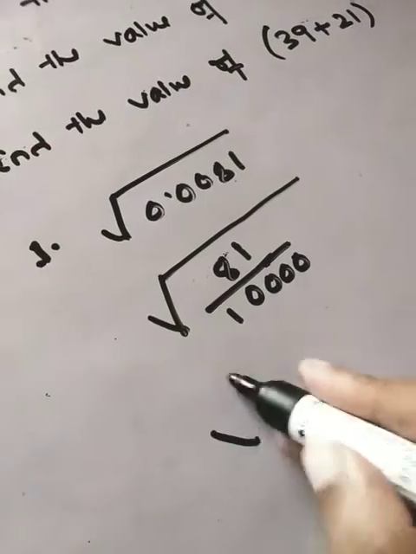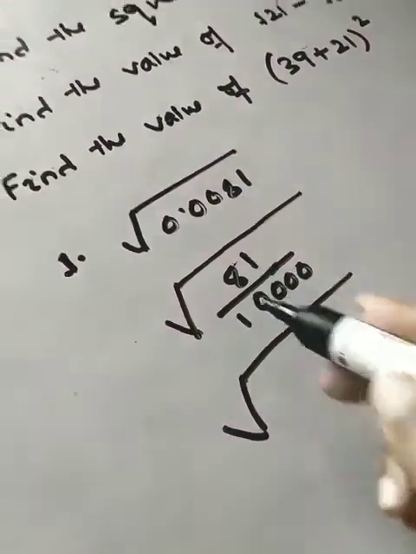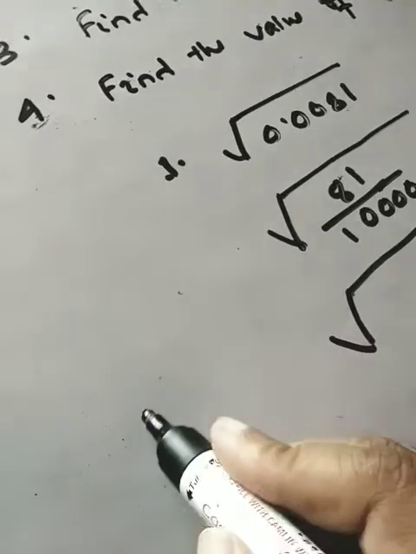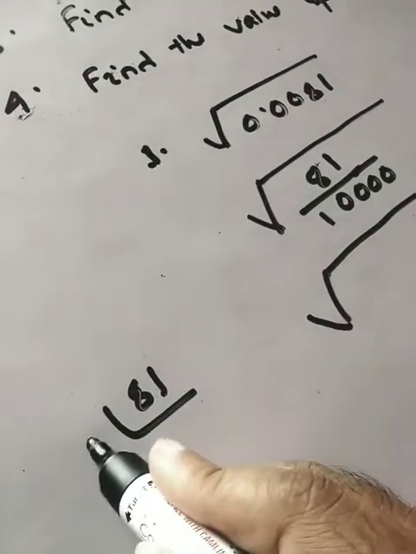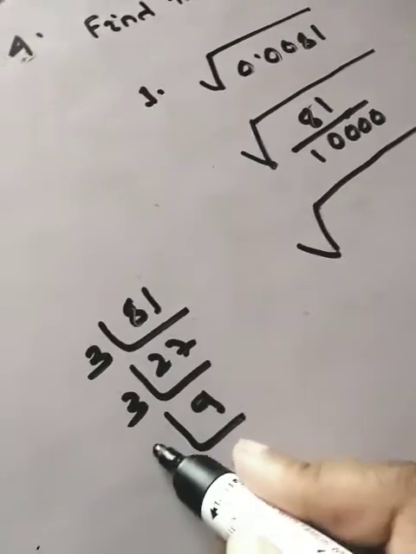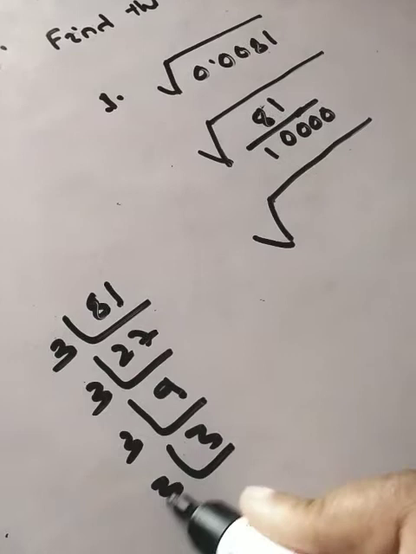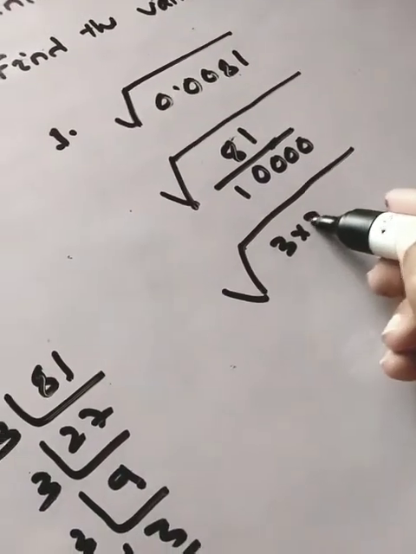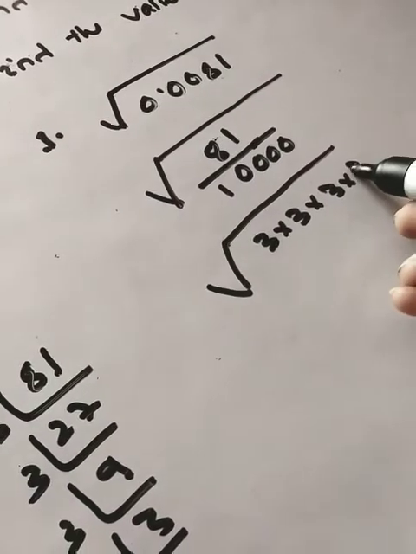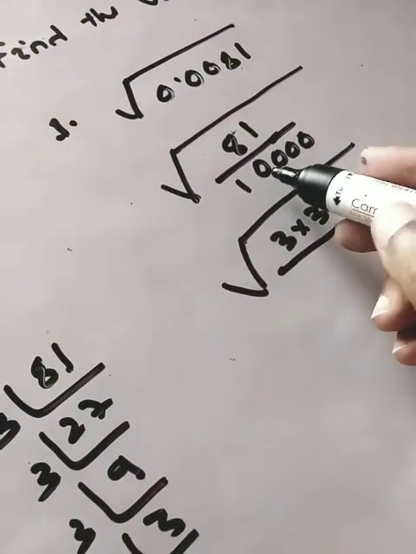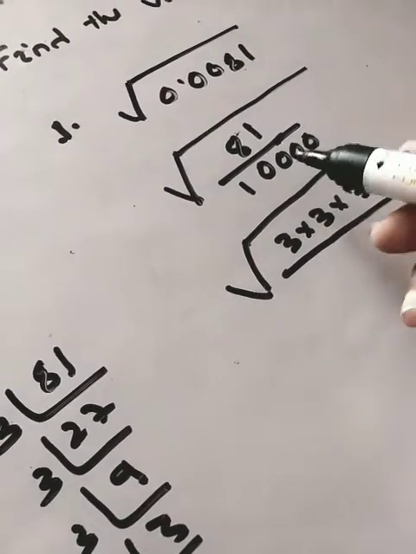Now after this you have to do the prime factorization of 81. So 81 is 3 times 27, 27 is 3 times 9, 9 is 3 times 3, and 3 is 3 times 1. So all the factors are 3 into 3 into 3 into 3. Now how to write this 10,000? We'll write it as multiples of 10.